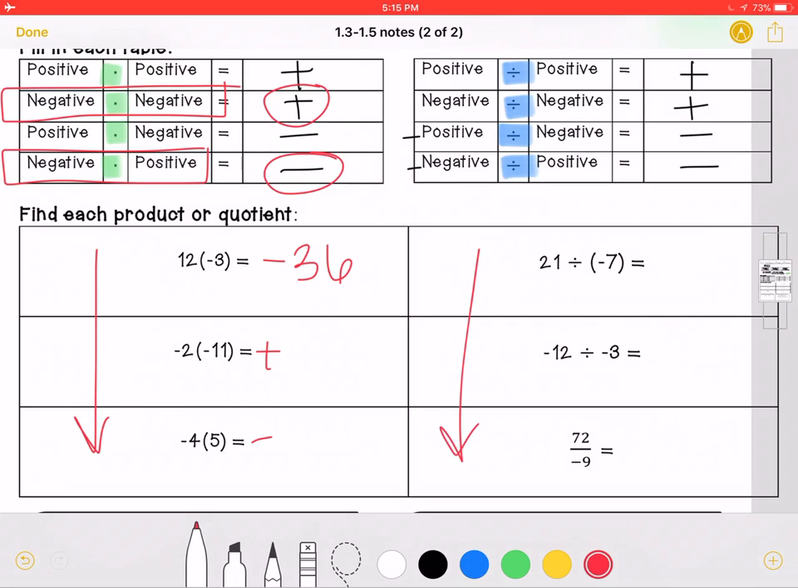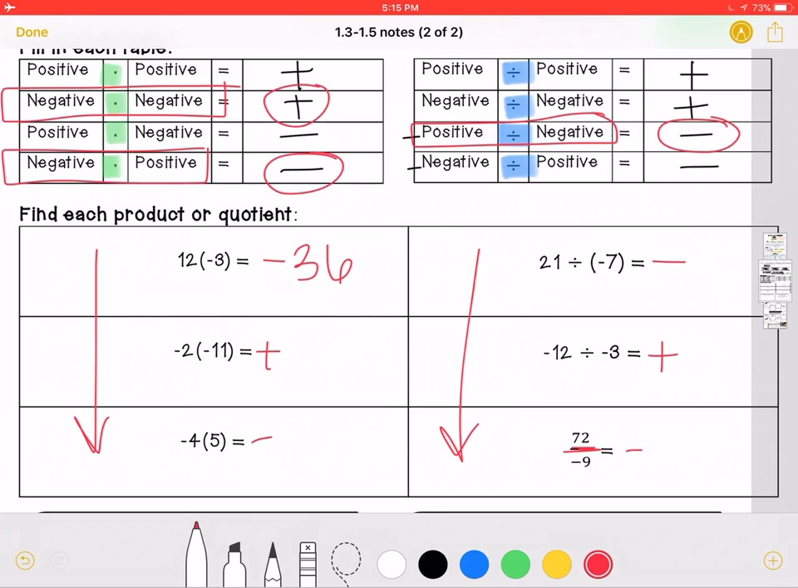And then let's go down this table. Let's just determine the signs. I see a positive divided by a negative. Different signs should give me a negative. Negative divided by a negative should give me a positive. The last one, remember, a fraction is really division. So if I divide a positive by a negative, what kind of answer should that give you? Go ahead and write that sign down. Is it positive or negative?